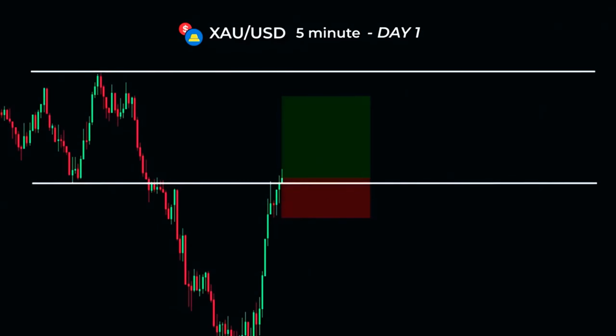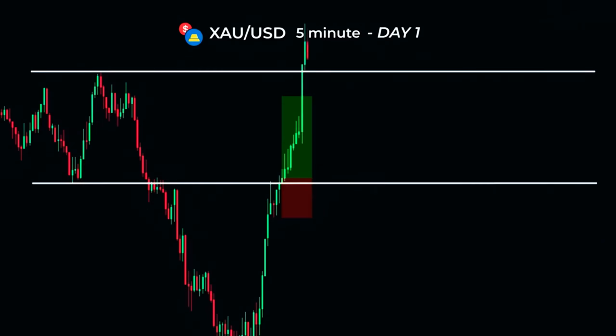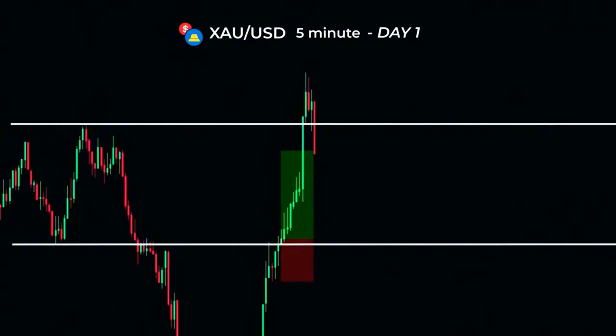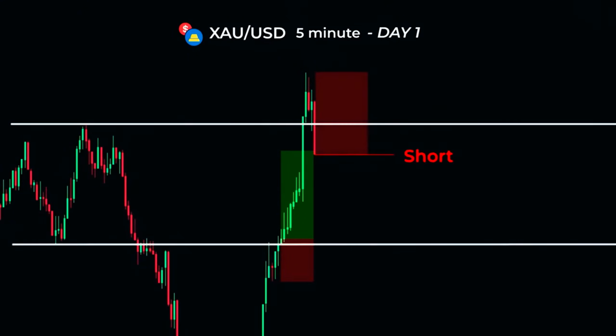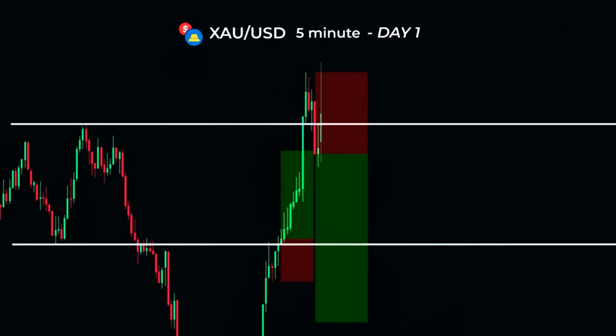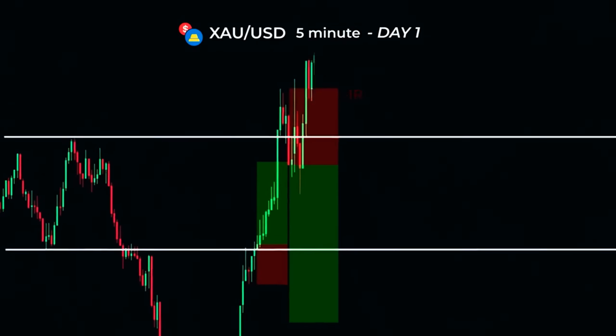We then set a take profit at 2 times risk. Price then hits the profit target, giving us a 2R gain. Shortly after, price broke above the range high but closed back inside. So this is a short entry. Stop loss at the highs, take profit at 2 times risk. Here, price hits the stop loss, so that's a 1R loss.